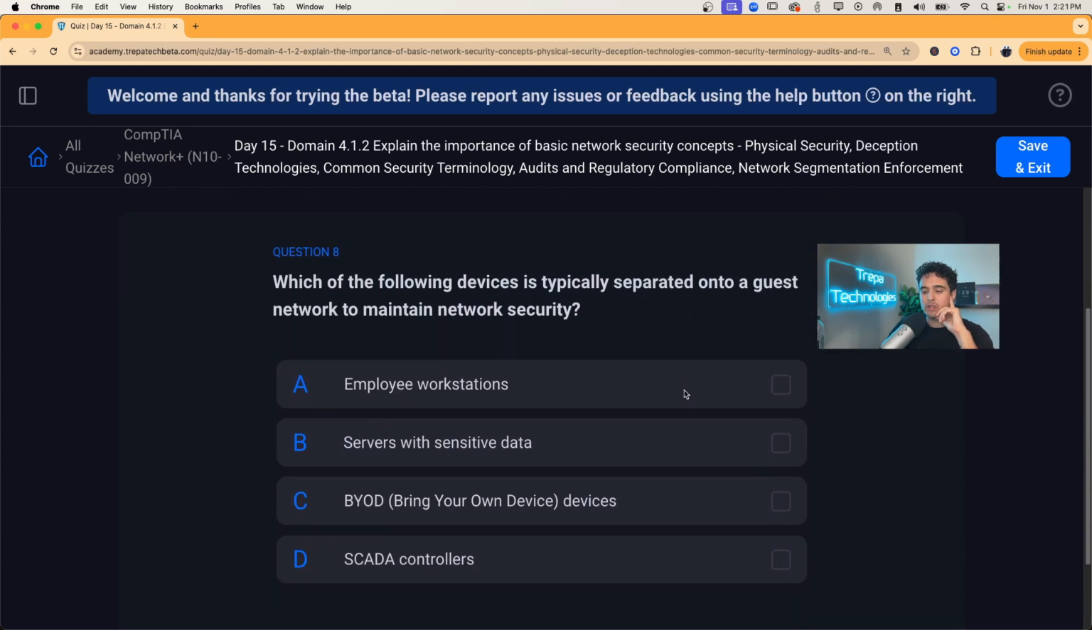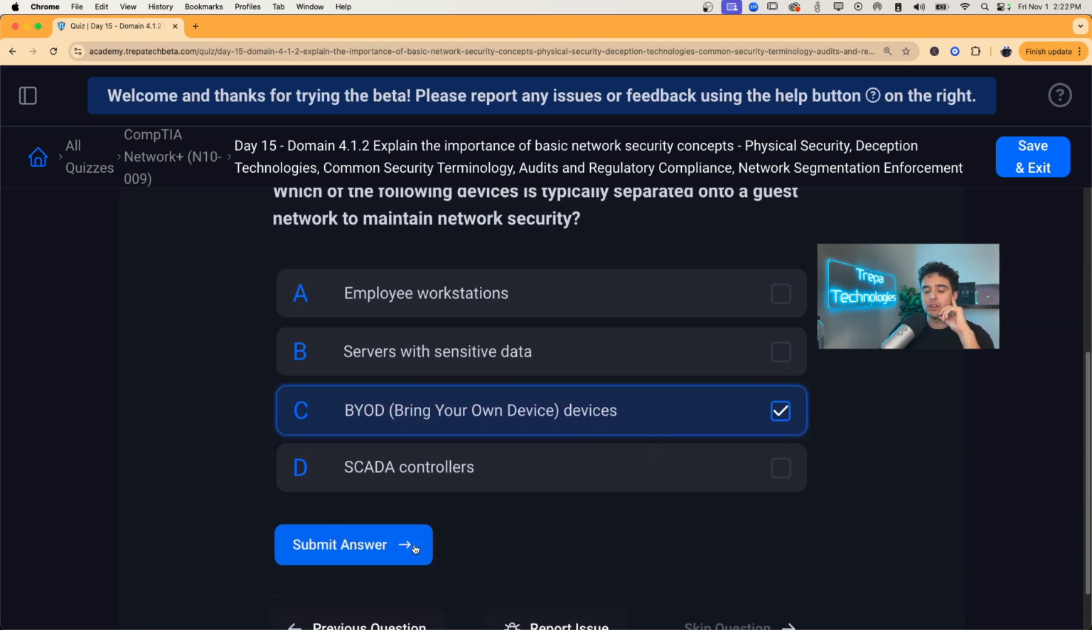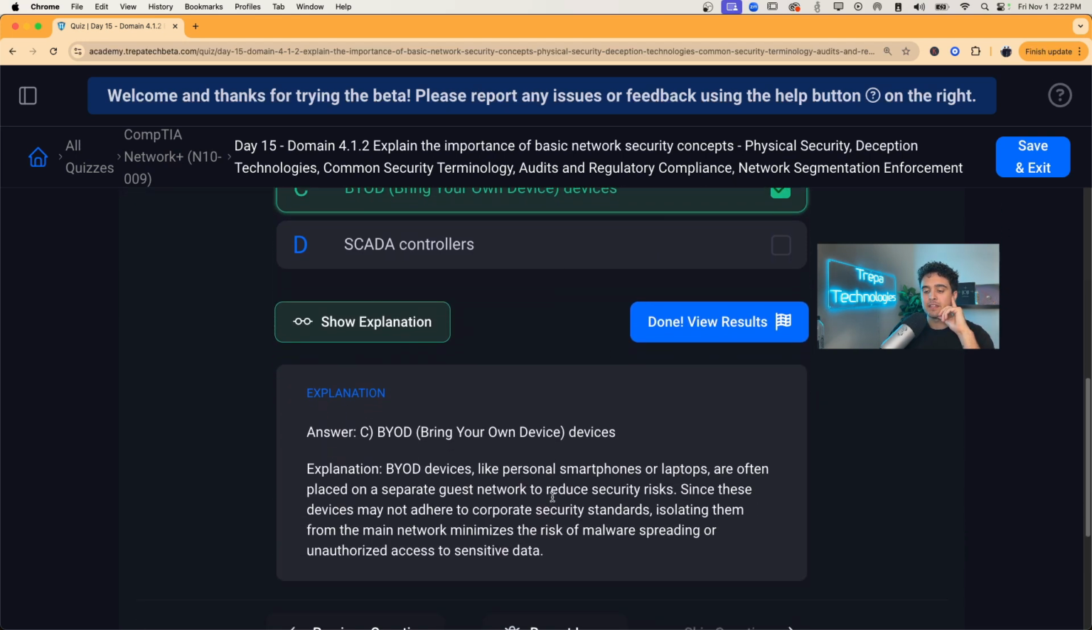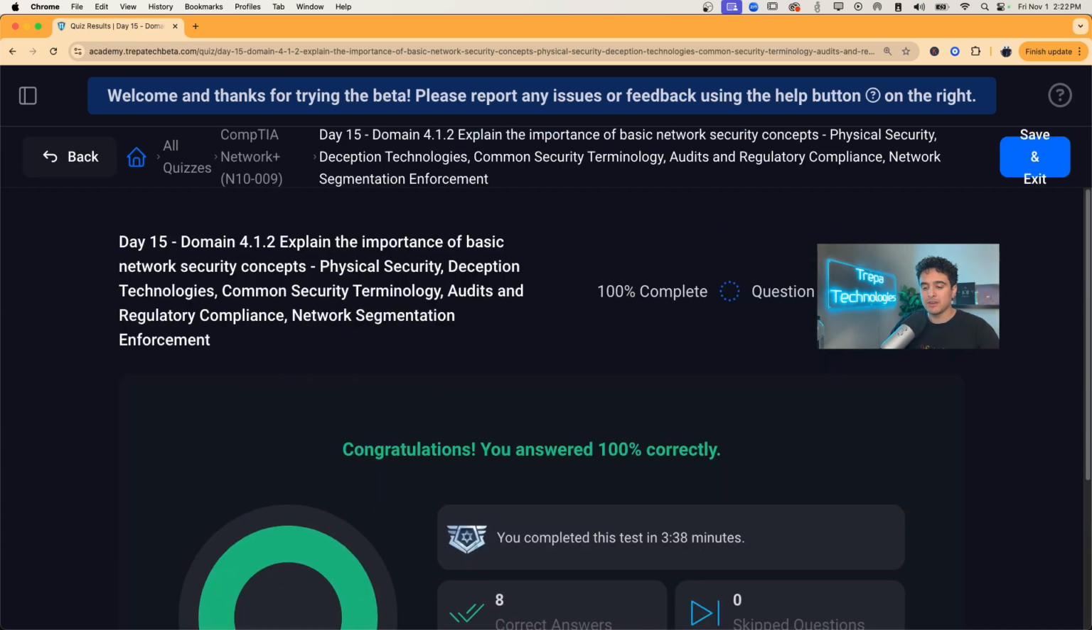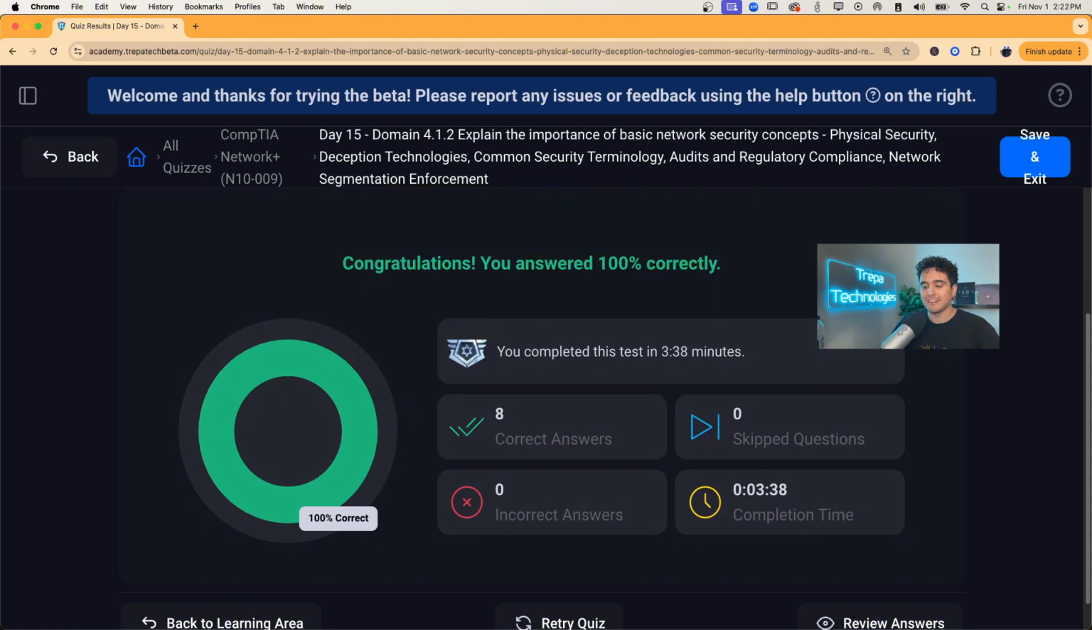Then last question, question 8. Which of the following devices is typically separated onto a guest network to maintain network security? That's going to be C, right? Bring your own devices, BYOD. And there's the explanation. Pause if you would like to read. And there we go, guys. We got 100%. Let's go.